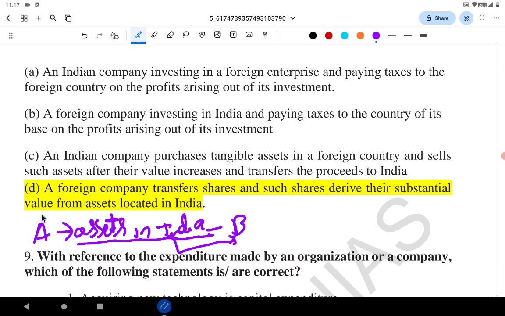If, just for example, 20% of the shares of company A are given to company B, the assets are not directly transferred, but that is a kind of transfer through selling the shares of company A to company B. That is called indirect transfer. Here, a foreign company transfers the shares and such shares derive their substantial value from the assets located in India. That is called indirect transfer.